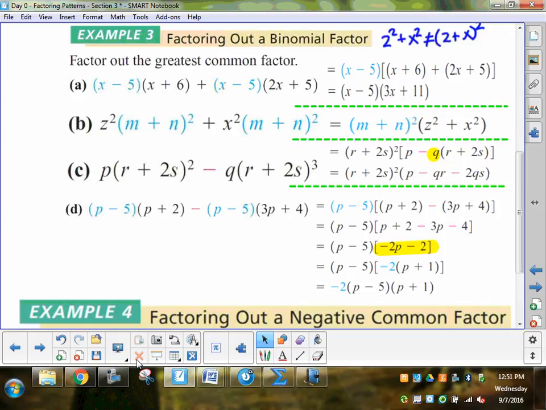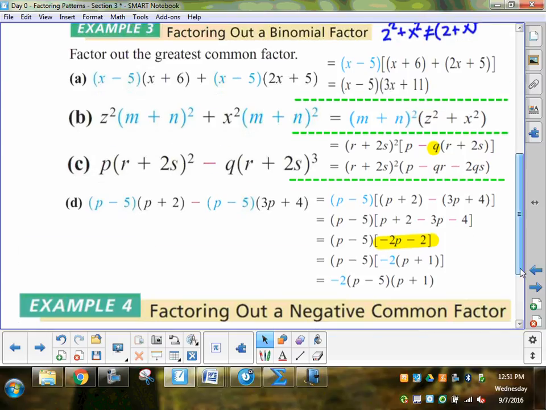You keep going to get it as far as you can. And there's a lot of steps on some of them. There's a lot. But again, the toughest thing that we're doing is combining like terms and factoring out a negative 2. Questions on that?